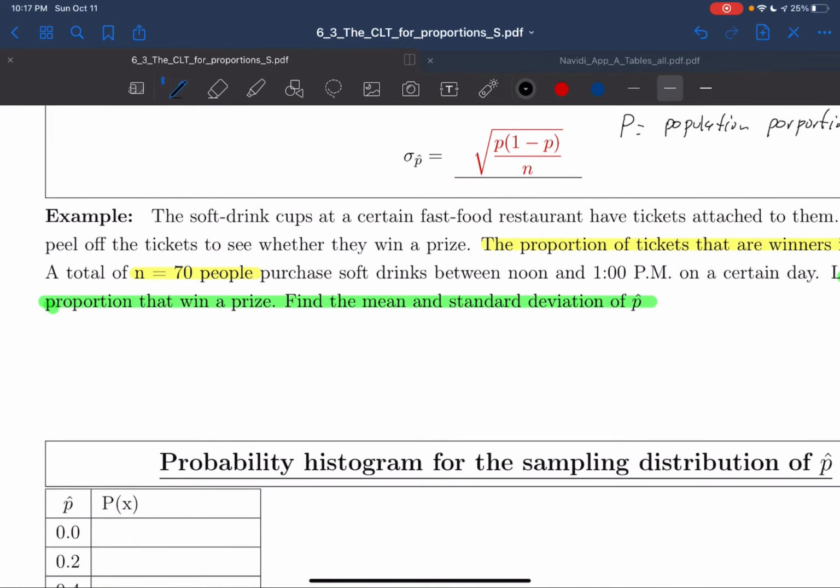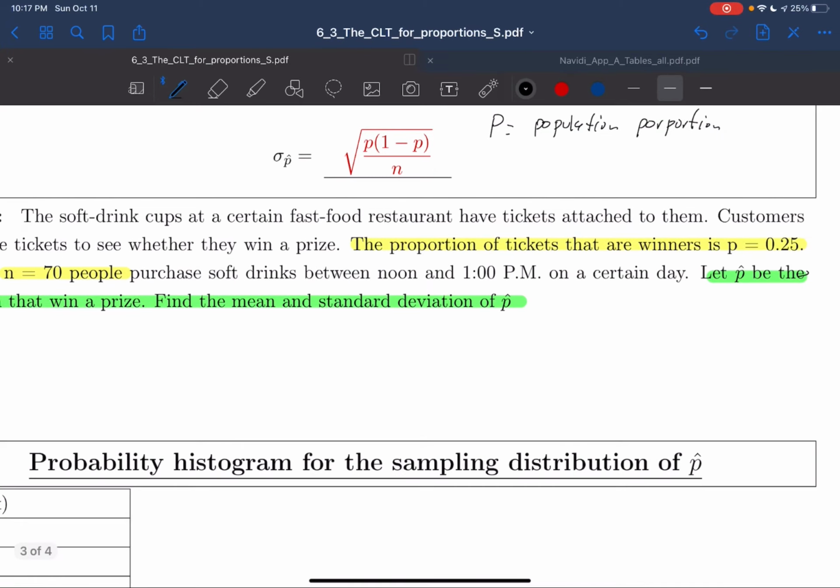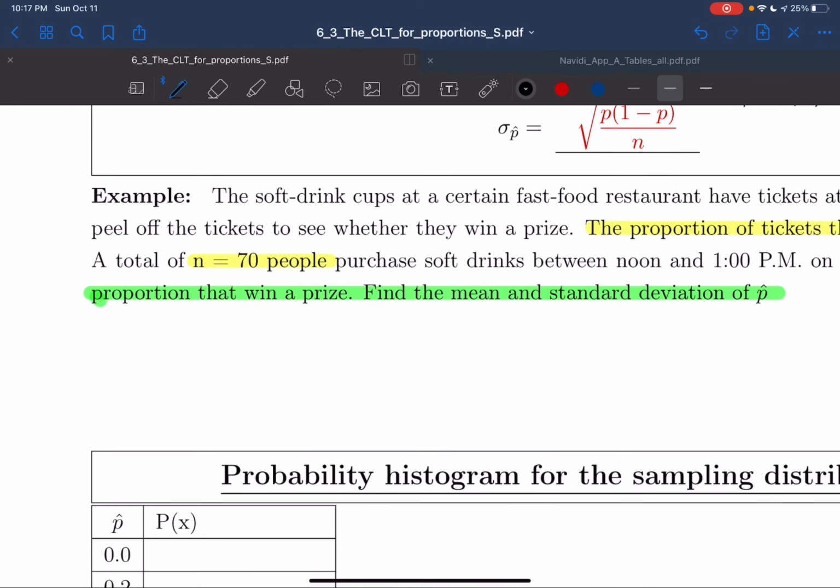What I like to do is gather all the information that we have. We know that our population proportion p is 0.25, and our sample size is 70, so n equals 70. Now we can say that mu of p hat is just going to be equal to p, which is 0.25.